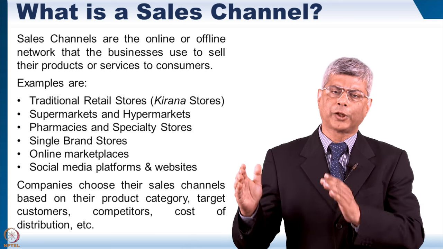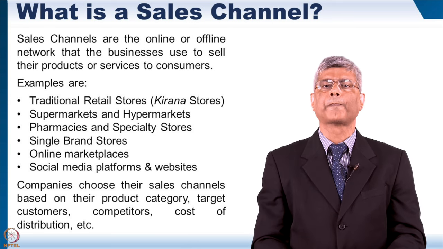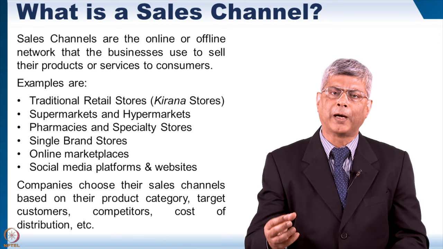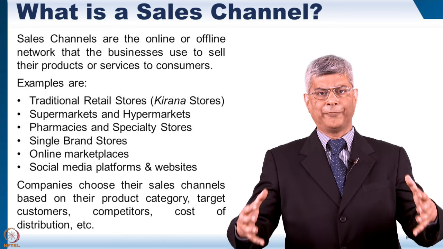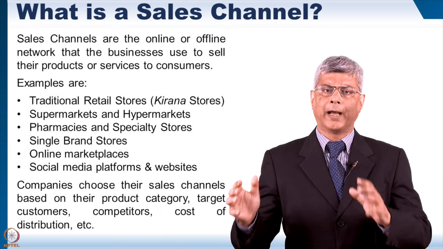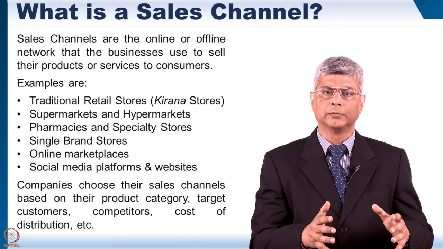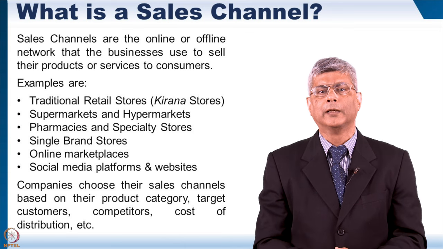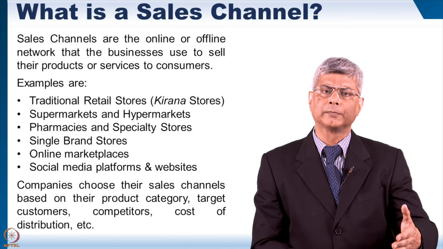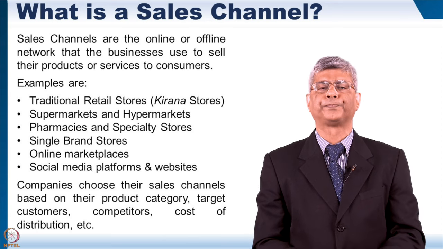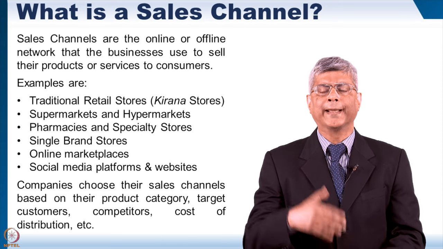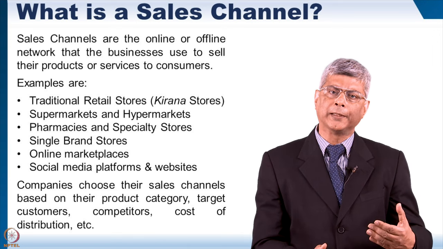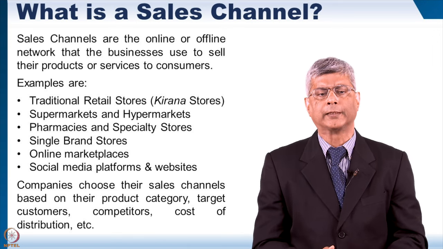So if it's a soft drink, it will have a very different channel than if it's a smartphone. If it's a heavy detergent or rice or flour or oil, cooking oil, it'll have a very different channel versus if it's a laptop or a PC. An expensive product, like a car, will have a different channel than a scooter or a bicycle.